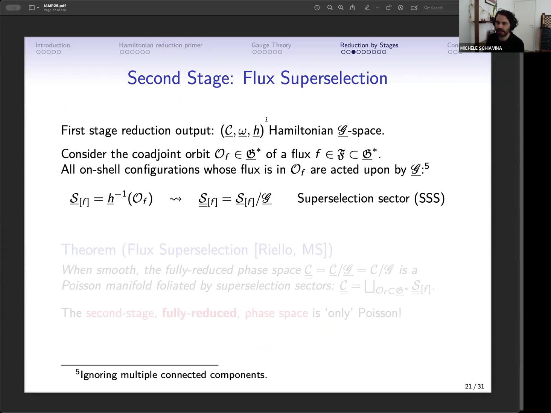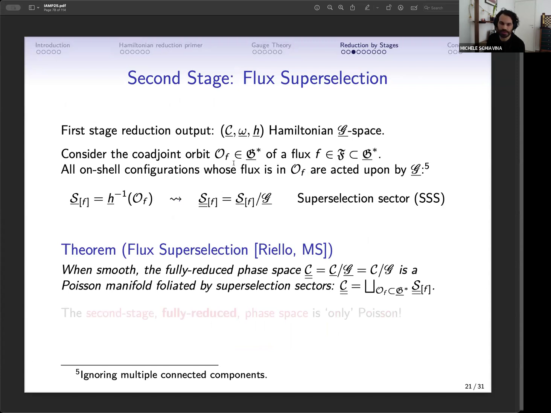And then I can do exactly like I did before. I can consider the coadjoint orbits of the residual gauge group. And I can construct these sectors by taking the pre-image of these coadjoint orbits and quotienting by the group. Each of these is going to be symplectic, and their union is going to be Poisson. So if I'm interested in physical configurations modulo the action of the whole gauge group, then the answer is that this space is going to be Poisson. There's no way around this. And this Poisson space is, by standard arguments, foliated by these superselection sectors, which are the pre-images of essentially the neutral charge of these coadjoint orbits.